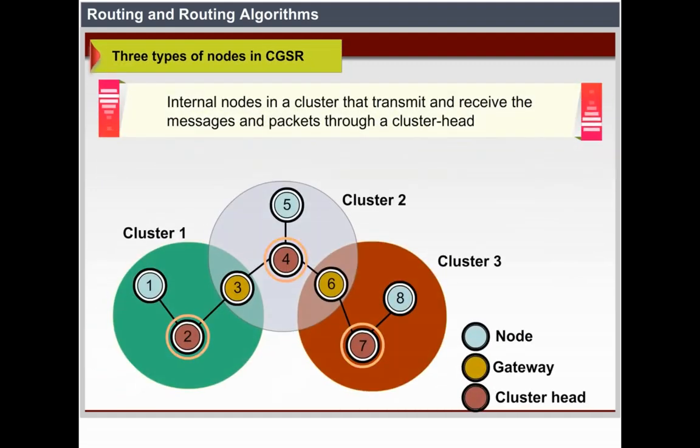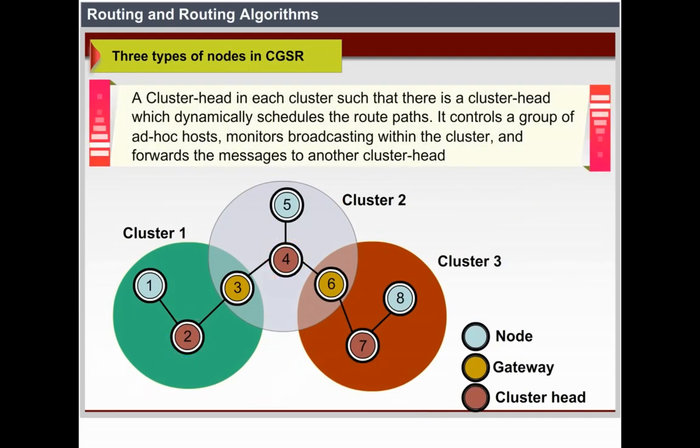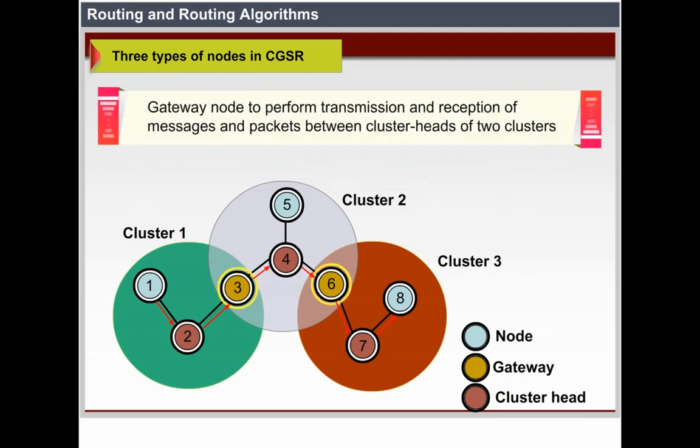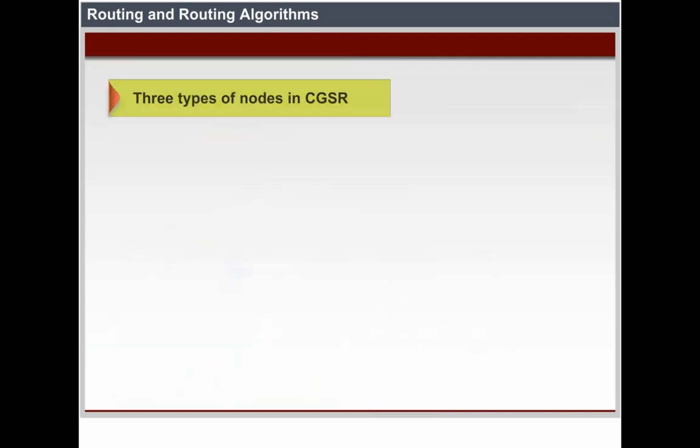Internal nodes in a cluster transmit and receive messages and packets through a cluster head. There is a cluster head in each cluster which dynamically schedules the route paths. It controls a group of ad hoc hosts, monitors broadcasting within the cluster, and forwards the messages to another cluster head. The gateway node carries out transmission and reception of messages and packets between cluster heads of two clusters.